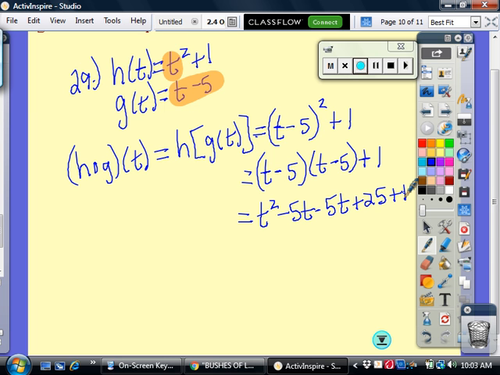The shortcut is you square the first term, you find the product of these, and you double it because that's where this minus 10t is going to come from when I combine those. And then you square the last. That's where the 25 would come from. Of course, when you add 25 and 1, you get 26. So be careful when you're squaring a binomial.